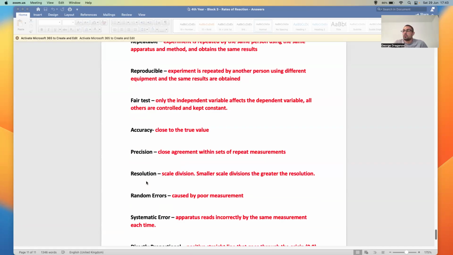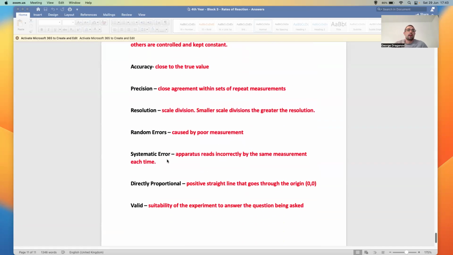So for example, to improve the resolution and even the accuracy of the experiment, you could use a more decimal place balance. And lastly, we need to look at errors. Random errors are caused by poor measurement. So that's when you measure the temperature wrong.